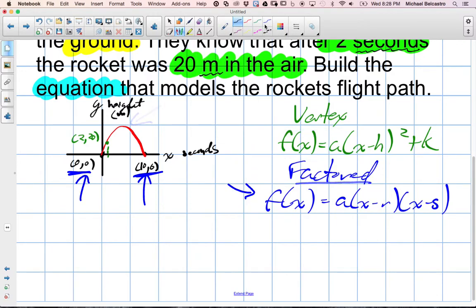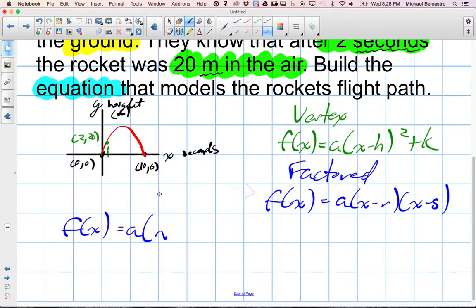So our factored form, we know f(x) = a(x - r)(x - s), and we're going to use the x values. Those are what are important to us, not the y values. (x - 0) and (x - 10). So we plug those two in. This is good information. I can simplify this bracket. It can be written as just x, so a x (x - 10).